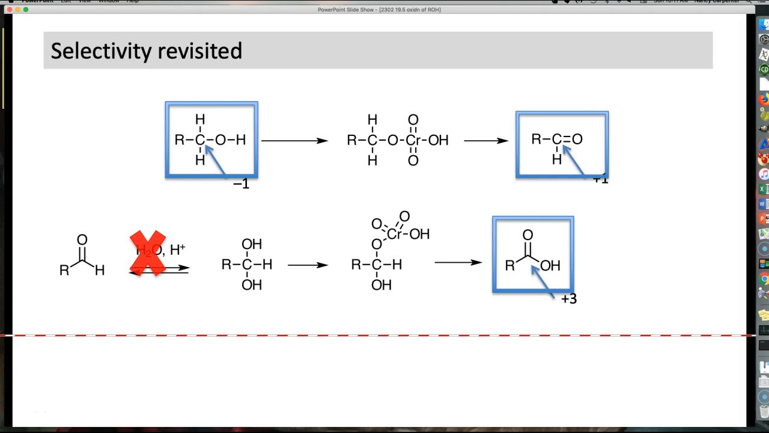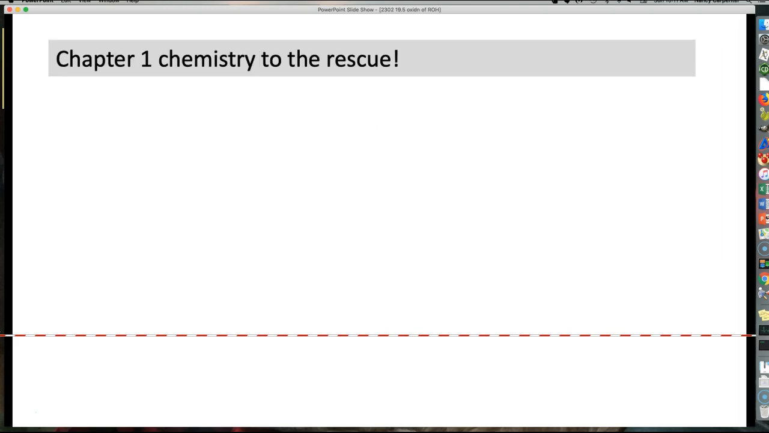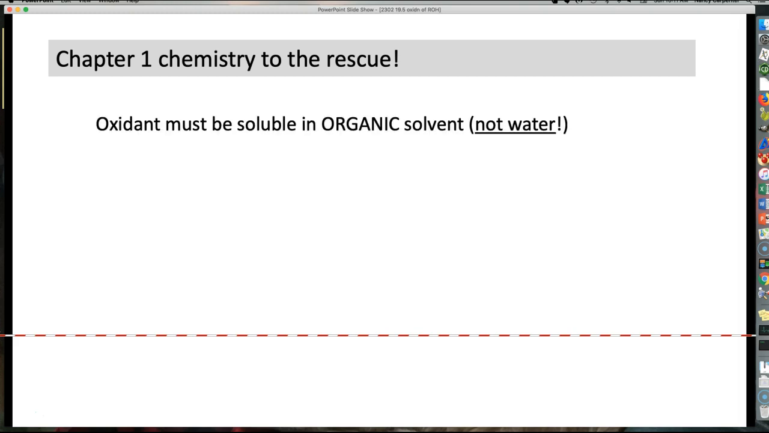Well, there's the answer right there. If there's no water present in this reaction mixture, then I don't get the hydrate. If I don't get the hydrate, I don't get the chromate ester. If I don't get the chromate ester, I don't get the acid. So, guess what? This takes us all the way back to chapter 1 because it's all physical properties. Here's the thing. We use water because that's what chromic acid is soluble in. We use water because that's what chromium trioxide is soluble in.